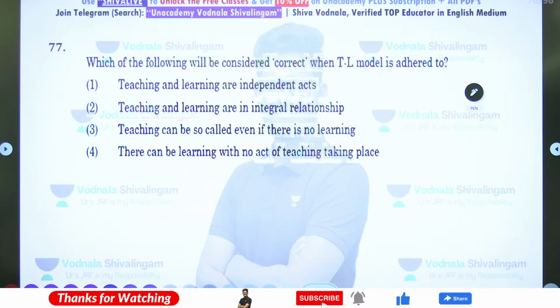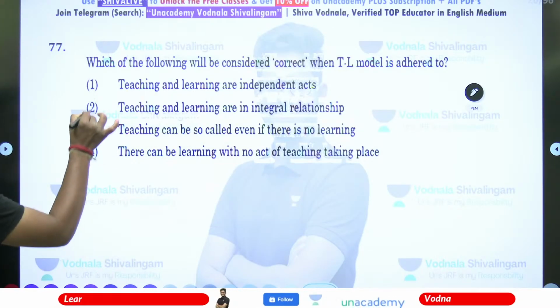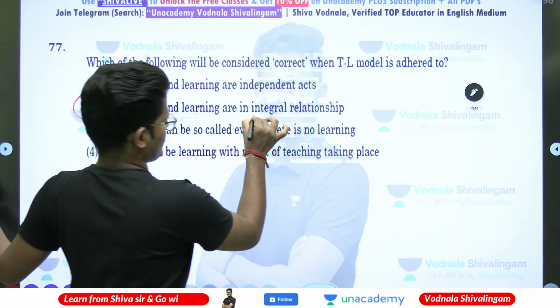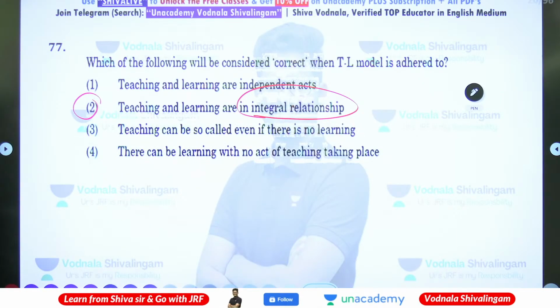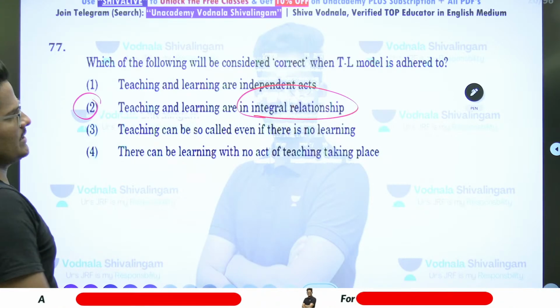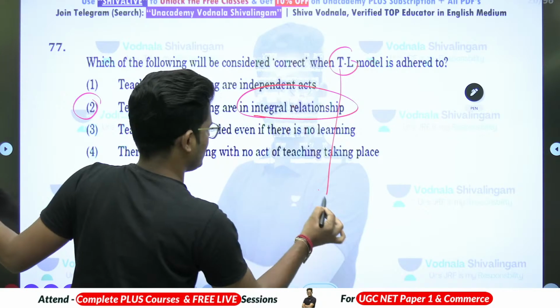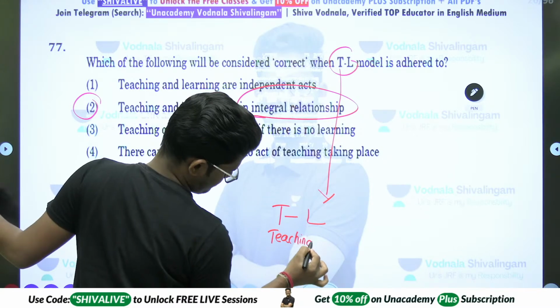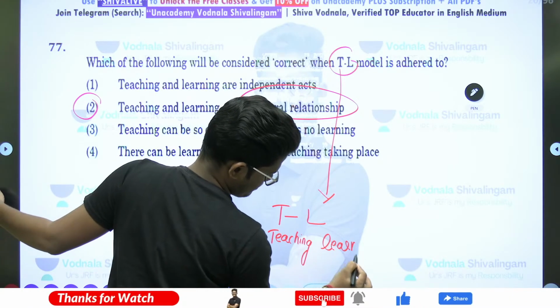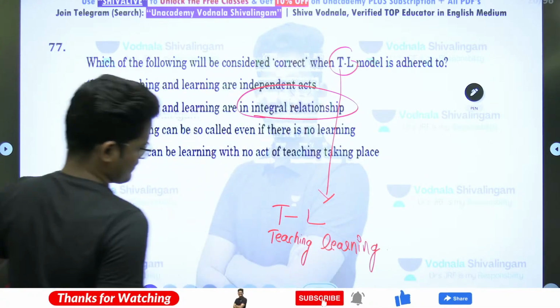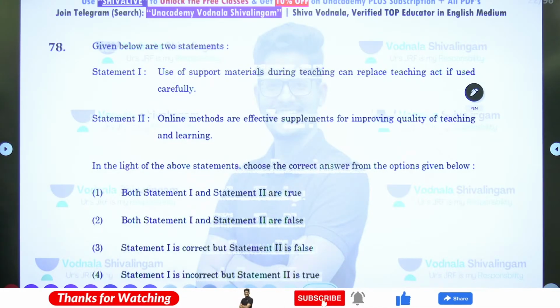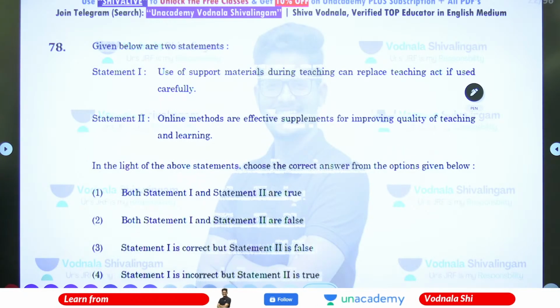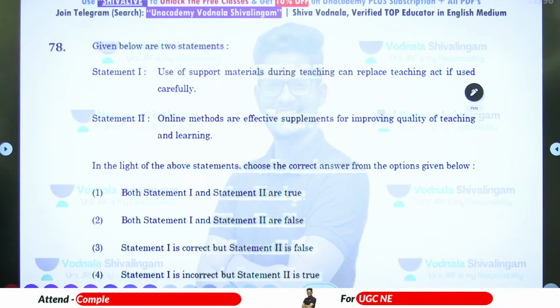Hello Sarvani. So option 2 is the given answer, that is teaching and learning are an integral relationship. Which of the following will be considered as correct when the TL model is used? TL is nothing but T and L, teaching, learning. So, use of support material during the teaching can replace the teaching act if used carefully. Online methods are effective supplements for improving quality of teaching and learning.